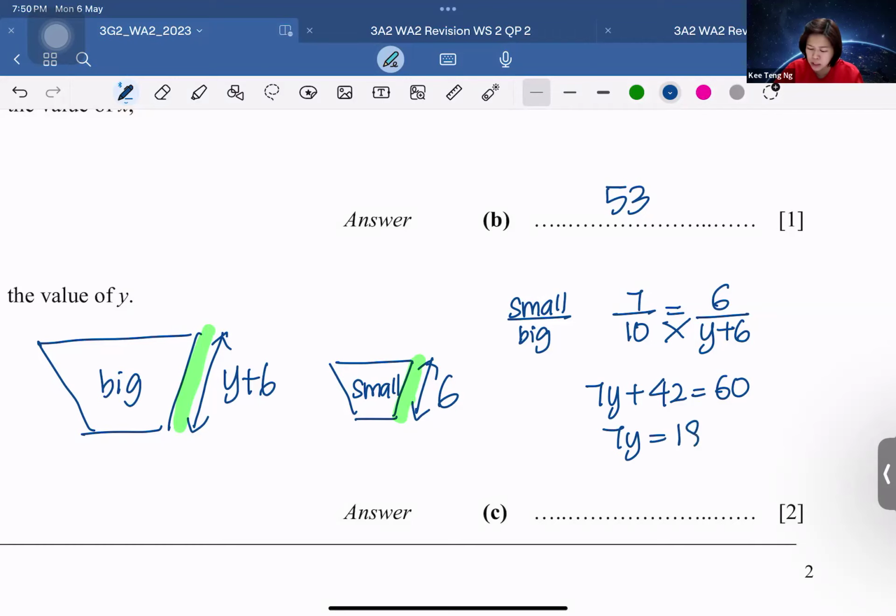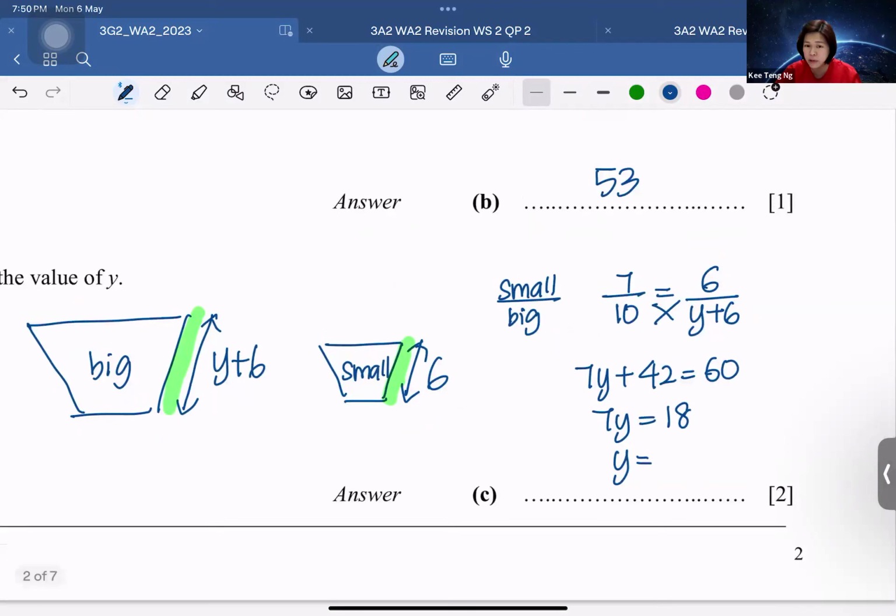60 minus 42, which is 18. Y equals, not a nice number, but leave it in terms of a fraction. Divide by 7, so it's 18 over 7. You can either write your answer as 18 over 7, or since this is a length, you can write it as a mixed number, 2 and 4 over 7. Both answers are correct.